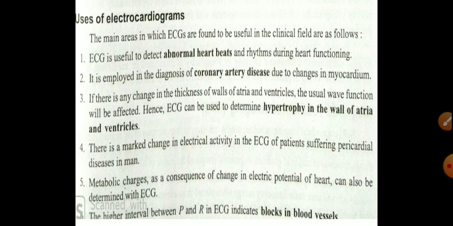There is a marked change in electrical activity in the ECG of patients suffering from pericardial diseases in man. Metabolic changes as a consequence of change in electric potential of the heart can also be determined with ECG, and a higher interval between P and R in ECG indicates blocks in the blood vessels.